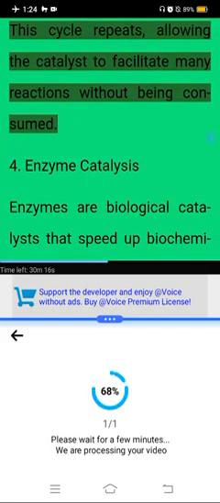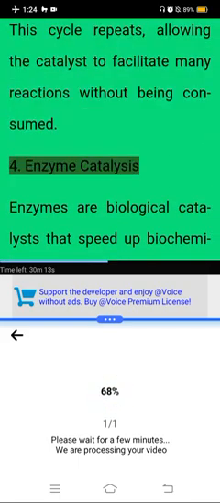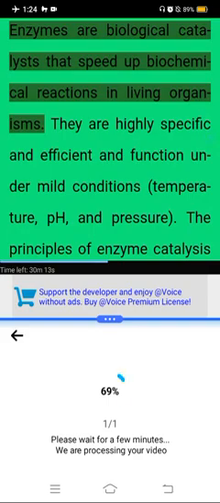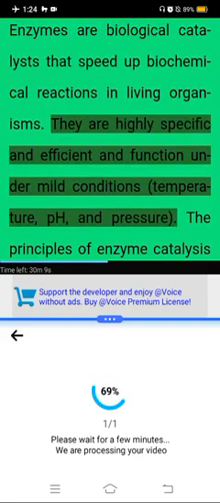This cycle repeats, allowing the catalyst to facilitate many reactions without being consumed. 4. Enzyme catalysis. Enzymes are biological catalysts that speed up biochemical reactions in living organisms. They are highly specific and efficient and function under mild conditions: temperature, pH, and pressure.